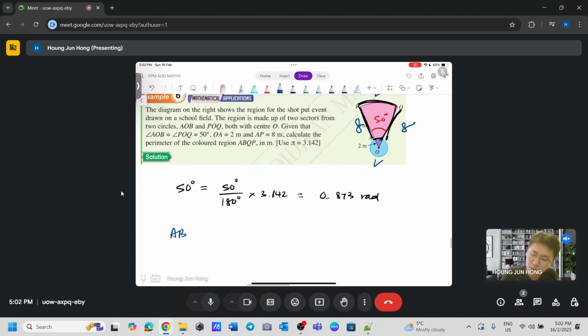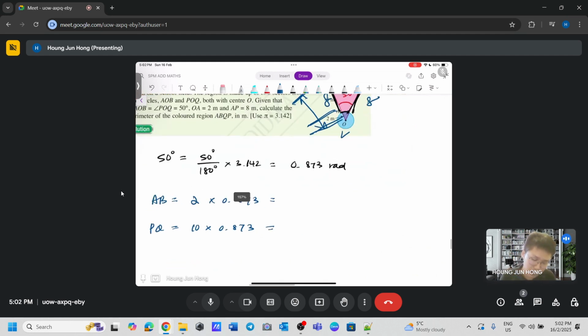AB is the smaller one, so you have a radius of 2 multiplied by this. And then PQ is the larger one, with a radius of 10. Why 10? Because 8 meter here and 2 meter here, a total of 10. 10 multiplied by this. Then you just put them all together.